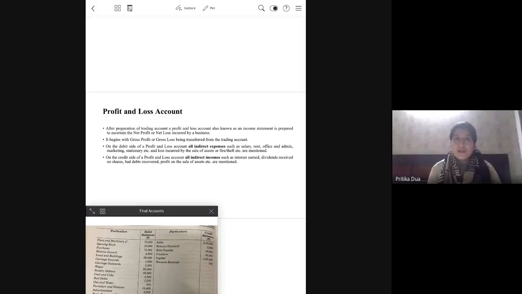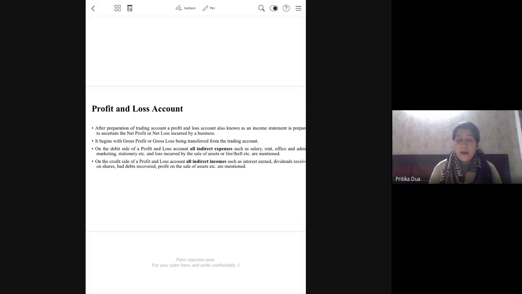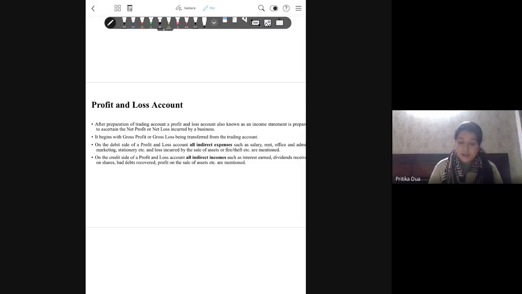So coming to the next step in preparation of final accounts of the company, that is post the preparation of trading account, we move to the profit and loss account. Now, what is profit and loss account doing? When you got the gross profit from the trading account, you move to the profit and loss account and you try calculating the net profit or the net loss incurred by the business. It begins with the gross profit or gross loss being transferred from the trading account. तो जो trading account में आपकी balancing figure आई थी वो transfer होती है P&L account में, and then we consider all the indirect expenses and indirect incomes of the business to calculate the net profit or net loss.